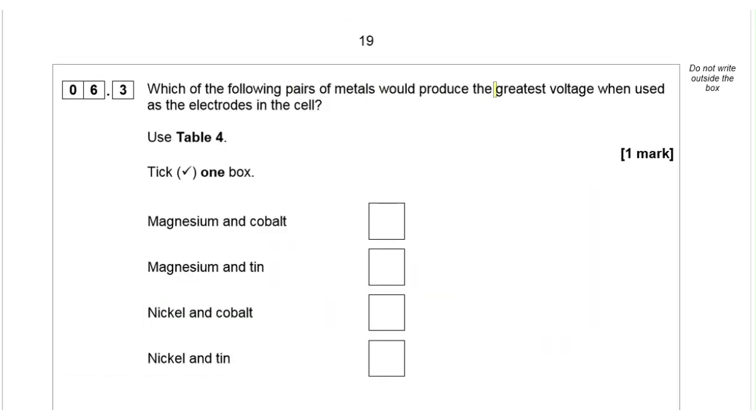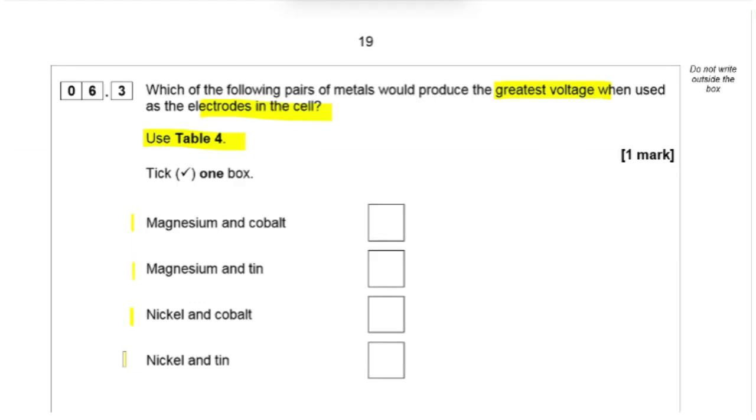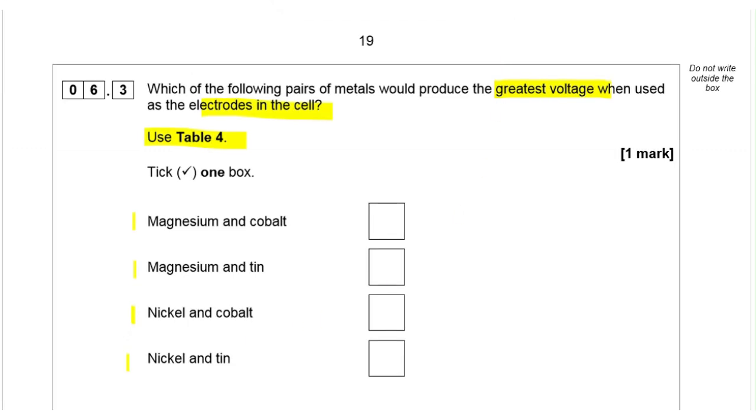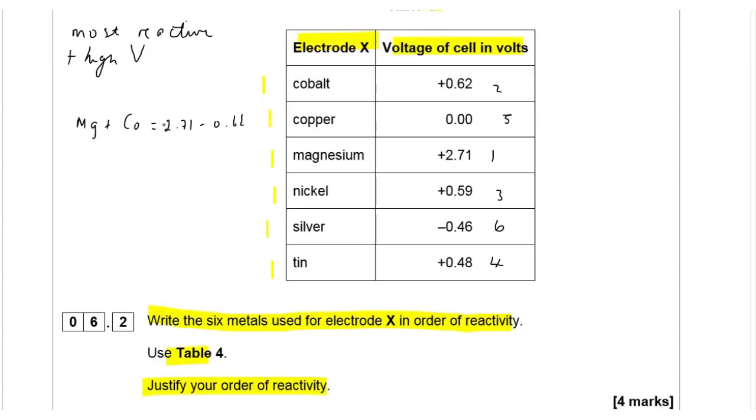6.3. Which of the following pairs of metals would produce the greatest voltage when used as electrodes in the cell? And use table 4. Tick 1 box for 1 mark. So the 4 choices you've got are magnesium and cobalt, magnesium and tin, nickel and cobalt, nickel and tin. Our final answer must involve magnesium because it is the biggest voltage. So that means we can concentrate on the first 2.